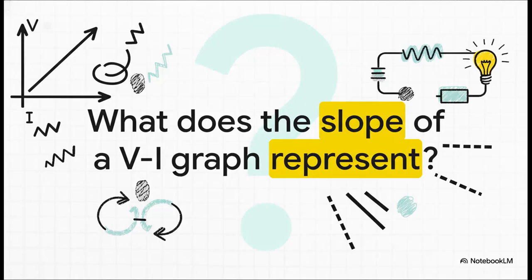Nice work. And for the final question, that straight line has a slope, a certain steepness. What does that slope actually represent in the real world? It represents the pushback, the electrical friction. You got it. It's the resistance. The steeper the line, the higher the resistance.